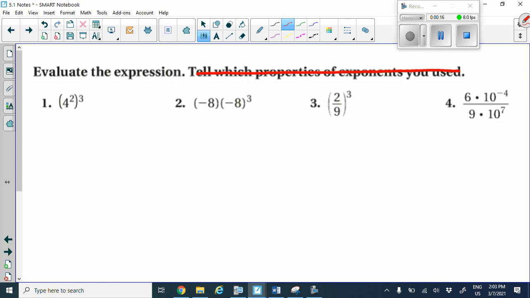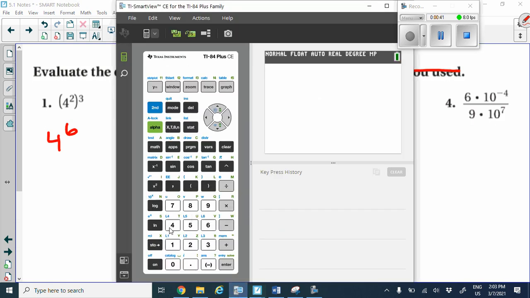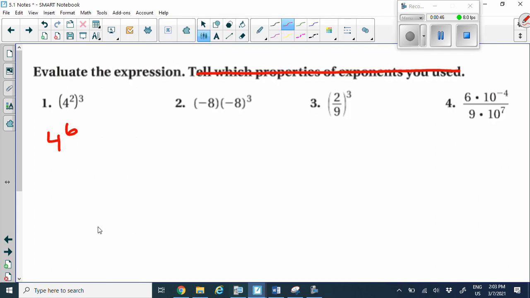Okay, number 1, we have 4 squared, and that's now being taken also to the third power. So remember with these, when we have a power to a power, what we do is we multiply the exponents. So now I do 2 times 3, that gives me 6, so I have 4 to the 6. Now, evaluating these, I need to get a numerical number as my answer, okay? So here, what we can do is use our calculator to plug 4 to the 6 in, to get our answer. And I get 4,096. So that's going to be my final answer.